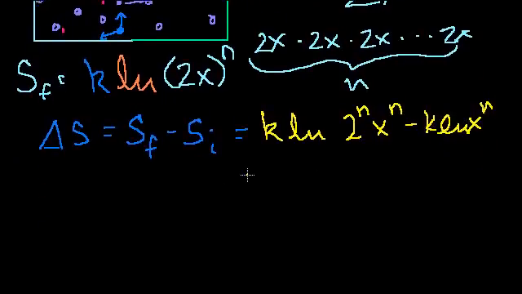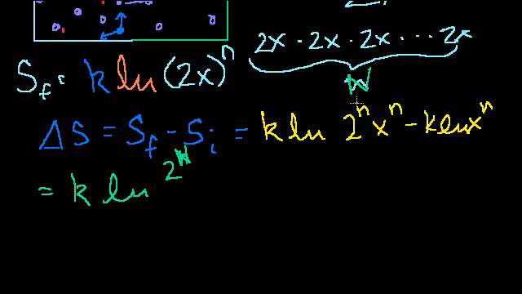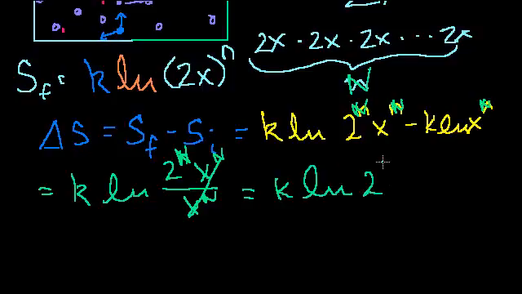Now we can use our logarithm properties to say, you take the logarithm of a minus the logarithm of b, you can just divide them. So this is equal to K, you could factor that out, times the logarithm of 2 to the N. It's uppercase N. I don't want to get confused with moles. Uppercase N is the number of particles we actually have. So it's 2 to the uppercase N times x to the uppercase N divided by x to the uppercase N. These two cancel out. So our change in S is equal to K times the natural log of 2 to the N.